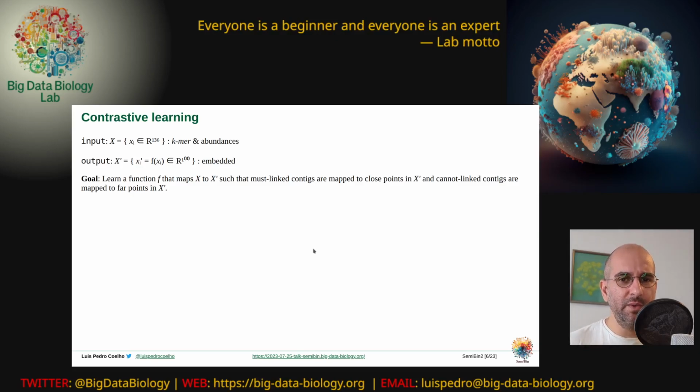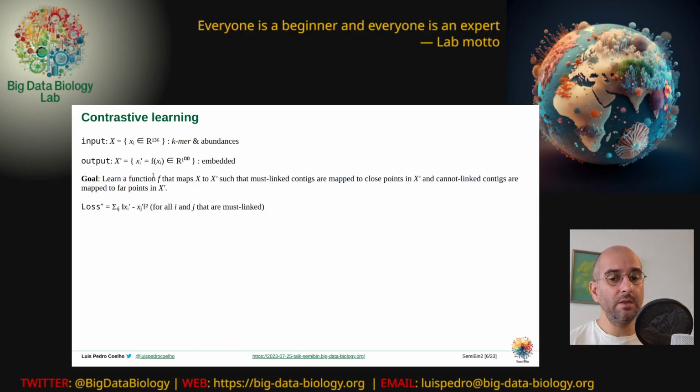So just to put it a little bit more formally, we have our input X, and here if we have four-mers, that's 136 dimensions because we count a k-mer and its reverse complement as a single object. Then we want to output X prime, so we want to learn a function f from X to X prime such that the must-link contigs are as close as possible and the cannot-link contigs are as far away as possible.